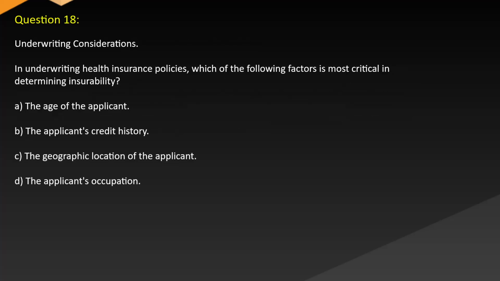Question 18. Underwriting considerations. In underwriting health insurance policies, which of the following factors is most critical in determining insurability? A. The age of the applicant. B. The applicant's credit history. C. The geographic location of the applicant. D. The applicant's occupation.